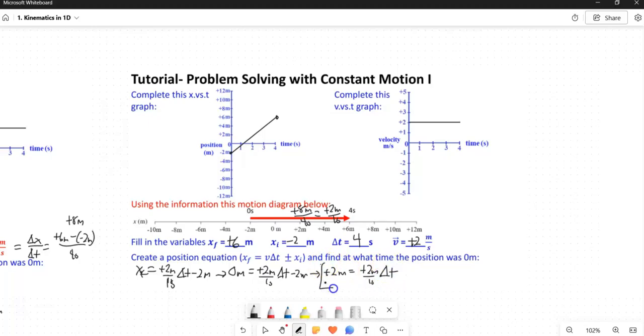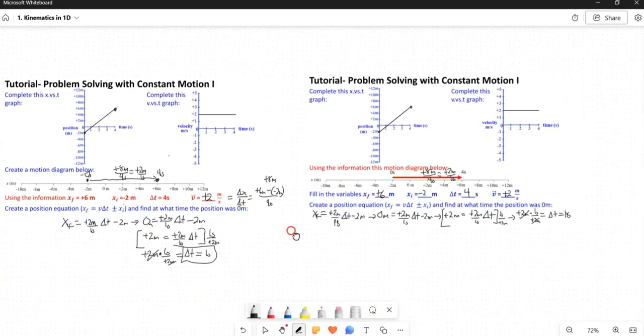Then we're going to multiply both sides by 1 second to eliminate it from this side, and divide both sides by positive 2 meters. And so when we do that, we're going to get positive 2 meters on the left side times 1 second over positive 2 meters is equal to delta t. And cancel that out, and you just have 1 second. And so that's how you do your first tutorial.